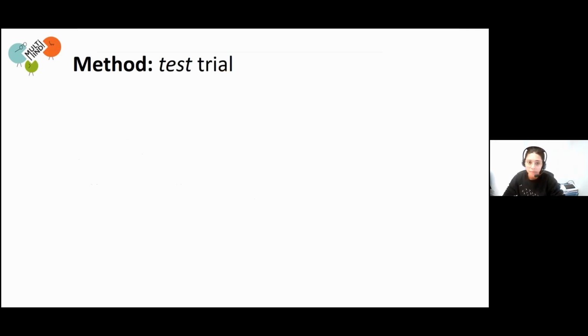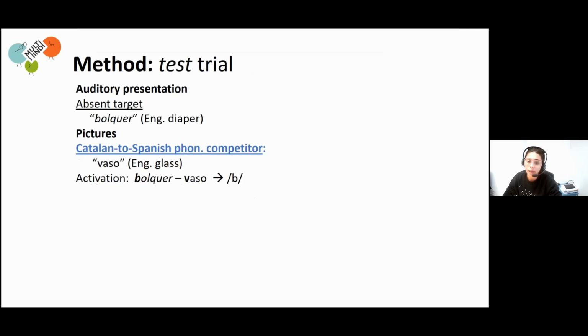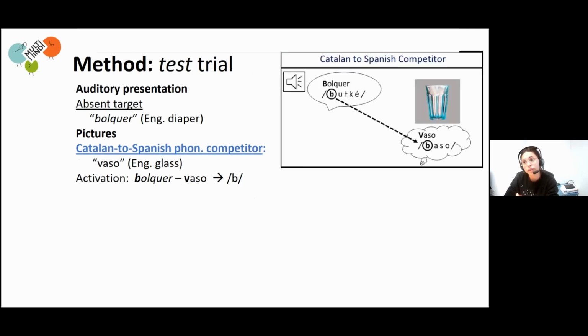In the test trial, as I mentioned before, we presented an absent target, for example, the word vulgaire. And among the pictures, we presented a Catalan-Spanish phonological competitor, in this case, the picture of a glass. Here, we expected children to look to the picture of the glass based on the phonological overlap between the word vulgaire and the Spanish label of the picture of the glass, which is vaso. Here, vulgaire and vaso share the onset, and only there they sound really alike.